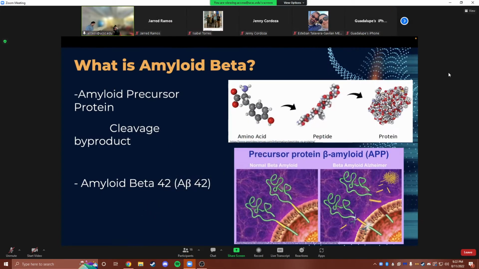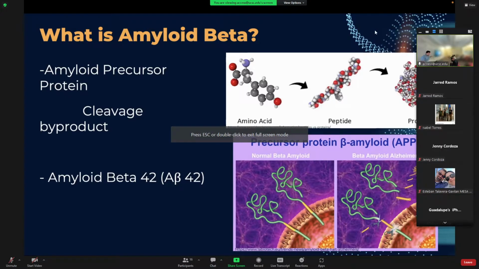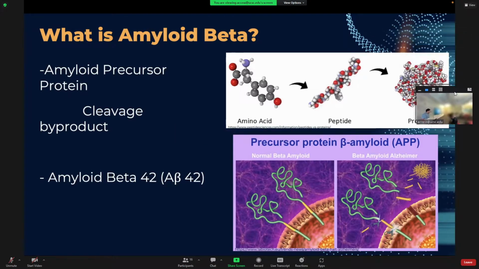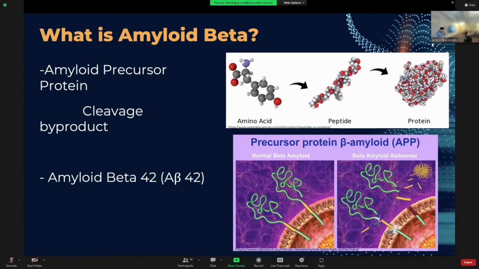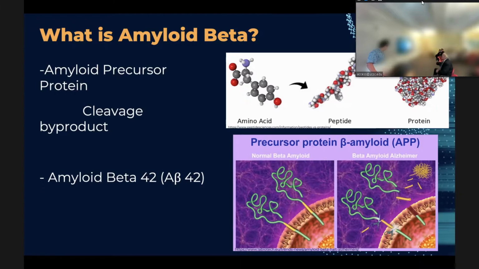Where does amyloid beta come from? It is a cleavage byproduct of amyloid precursor protein. If I could direct your attention to the bottom right, this illustrates it. When amyloid precursor protein is cleaved, snipped, cut, whatever you want to call it, it floats around and aggregates together, and I'll explain in the next slide.